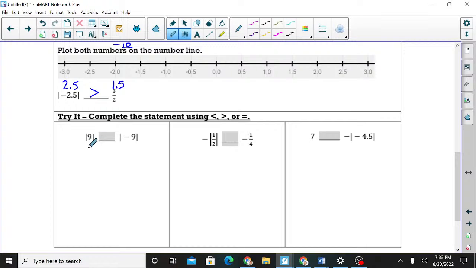All right, welcome back. The absolute value of 9 is 9. The absolute value of negative 9 is 9. These two are equal. So we complete the statement by saying that they're equal.